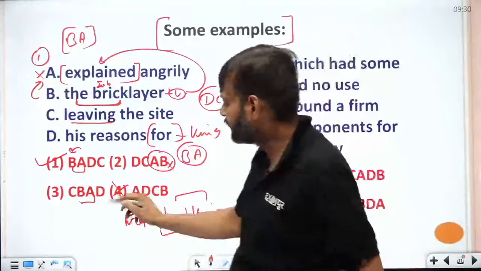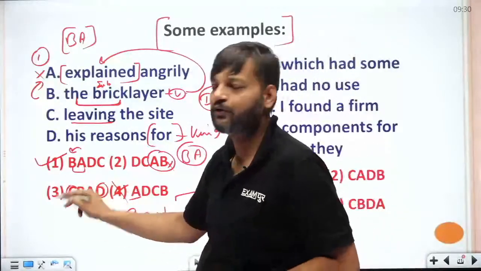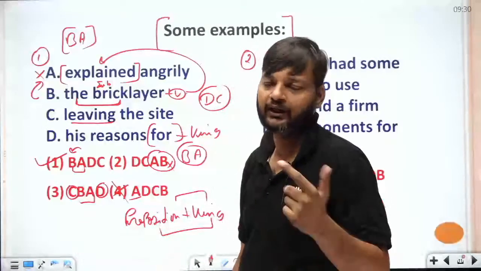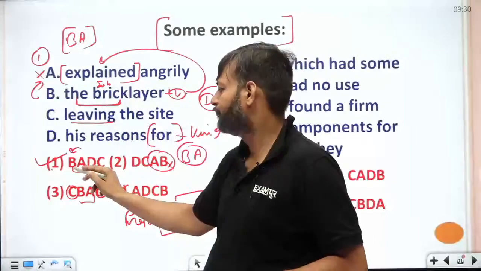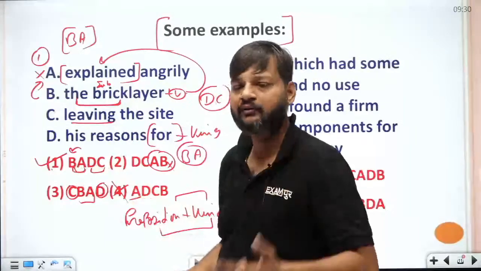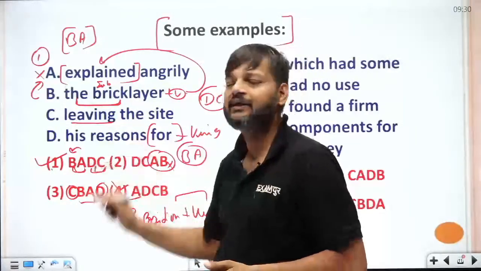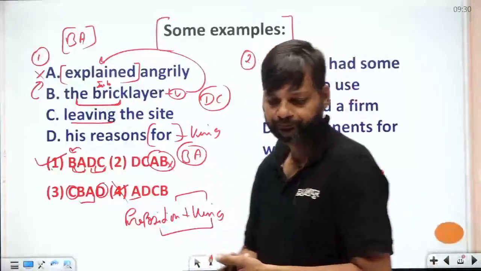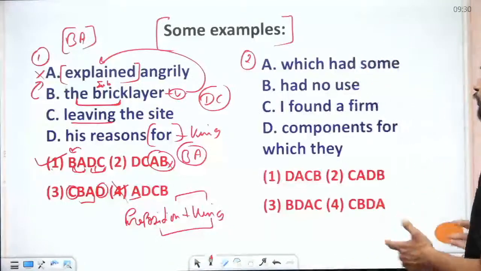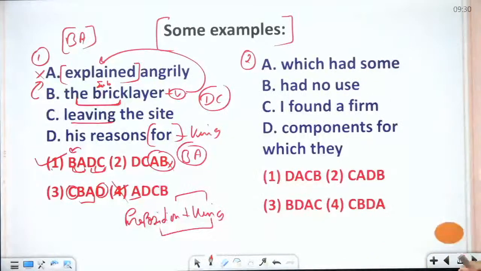So in the third option D and C are not together. So the correct answer is 1, because in this option B and A make a pair and D and C together make a pair. Okay. Now question number 2.